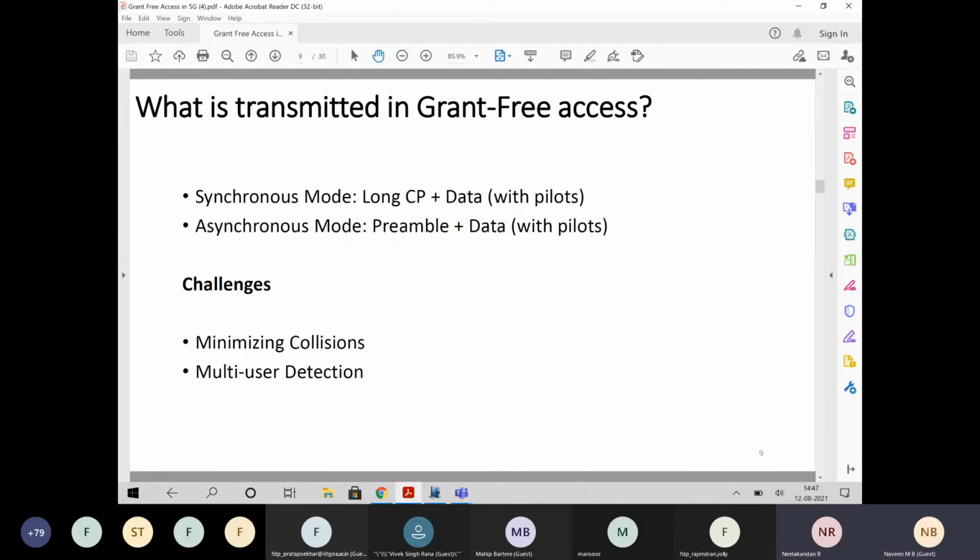Any question, participants, if you want to clarify, you can clarify at this point. Yeah, Venkatesh Kumar, I am enabling you. Yes, Venkatesh Kumar, you can go ahead.